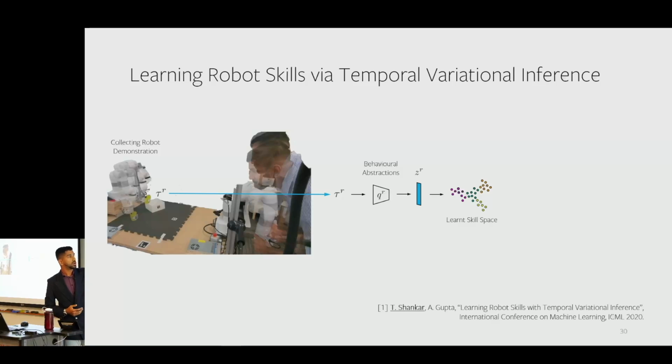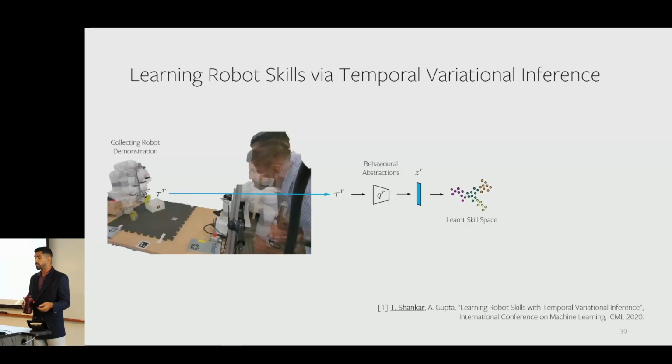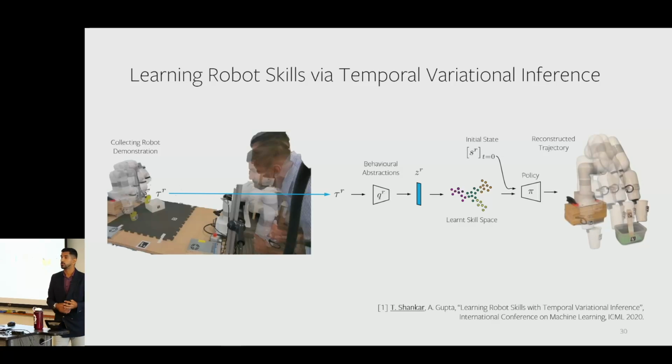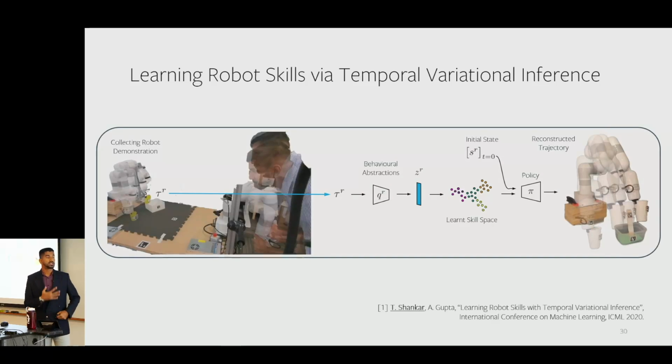So for example, these orange points might represent something like twisting open a bottle, and the purple points might represent something like pouring from the bottle. And you can decode any point in this skill space via a robot policy to roll out a trajectory that you can execute on your robot. And in order to train this pipeline, we introduced a temporal variational inference framework that is able to learn the skill space in an unsupervised manner from these demonstrations.